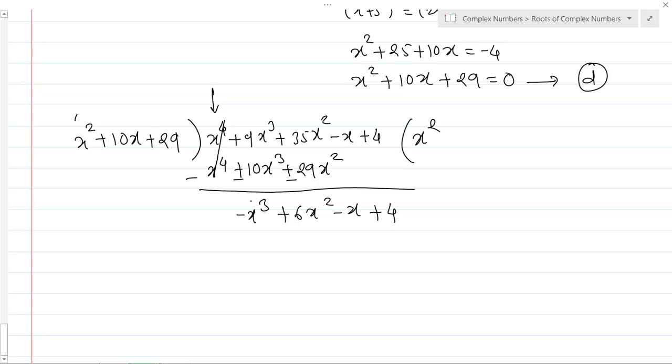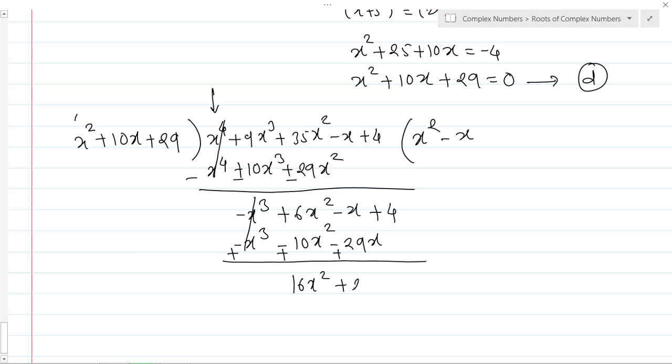So to have this minus x cube, I will require minus x with me. So x square into minus x becomes minus x cube. So 10x into minus x becomes minus 10x square, then 29 into minus x becomes minus 29x. So let's subtract: minus, minus, plus, plus, plus, these two cancel, this becomes 16x square, this becomes plus 28x, and this stays as it is, 4.